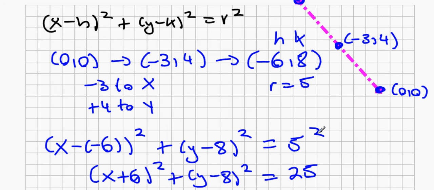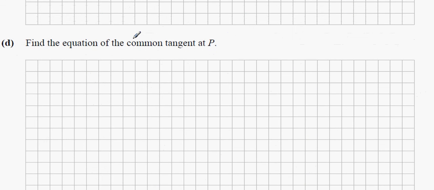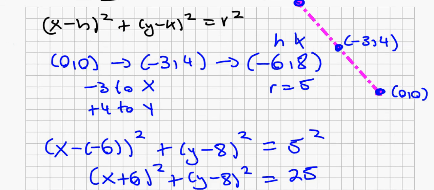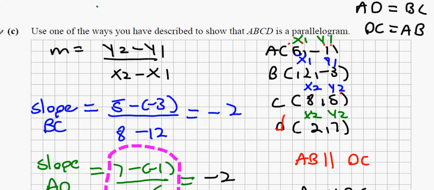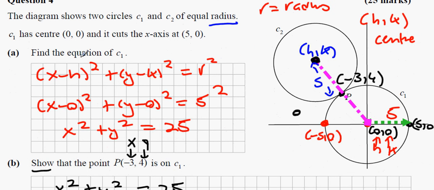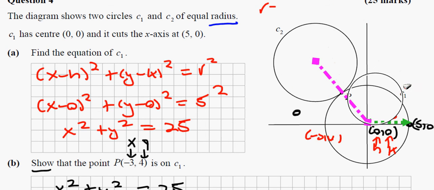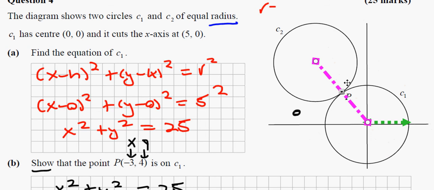Okay. Now, the next thing it wants us to do, find the equation of the common tangent at P. Now, what is a tangent? A tangent is basically a line that cuts in one point only, and it says at P. So if it's at P, basically it has to just go straight through. Okay, so if it's at P, it's just going to go straight through.